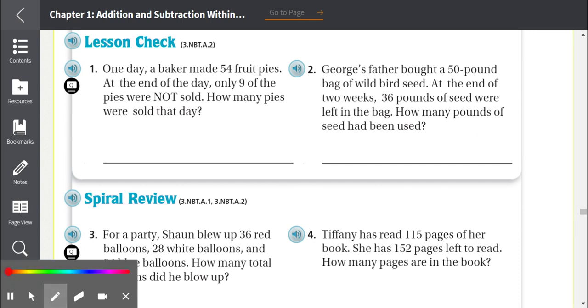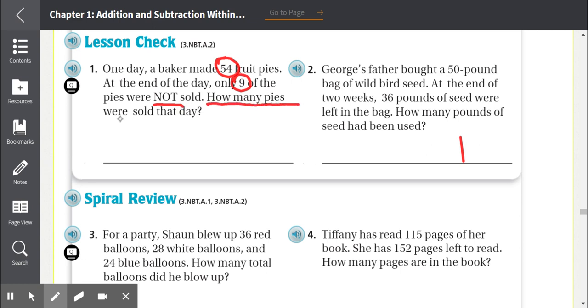Number 1. One day, a baker made 54 fruit pies. At the end of the day, only 9 of the pies were not sold. How many pies were sold that day? So one day, we're going to circle our important numbers. So 54 fruit pies. At the end of the day, only 9 of the pies were not sold. So let's remember not sold. How many pies were sold that day?